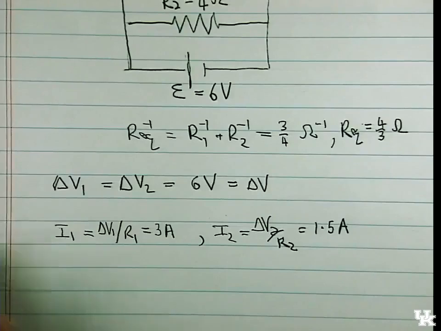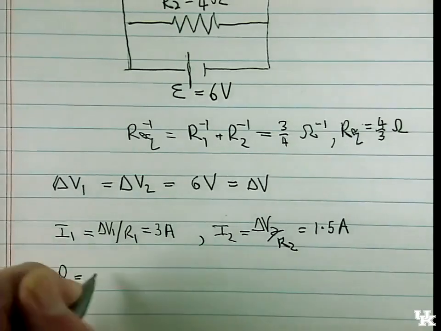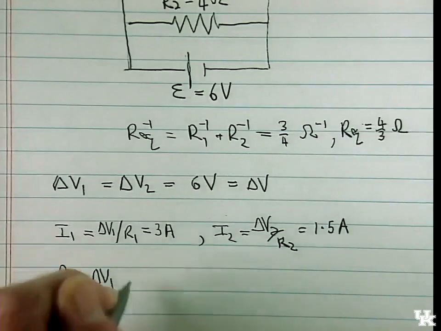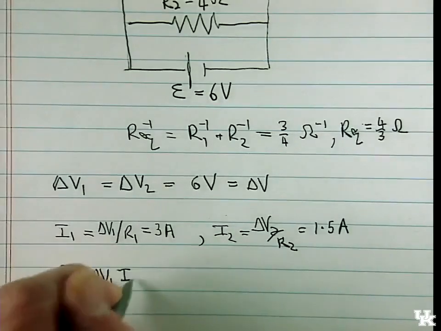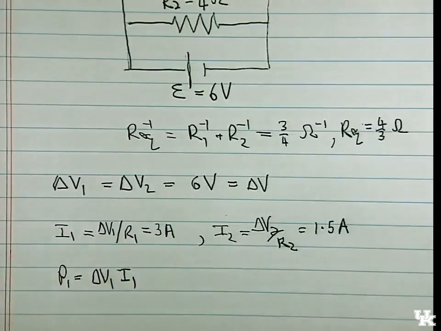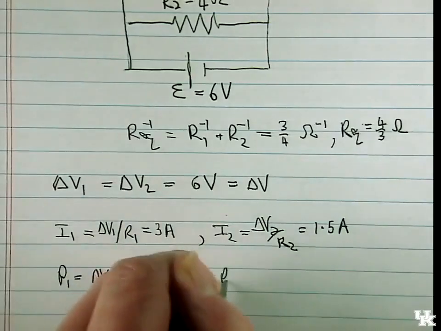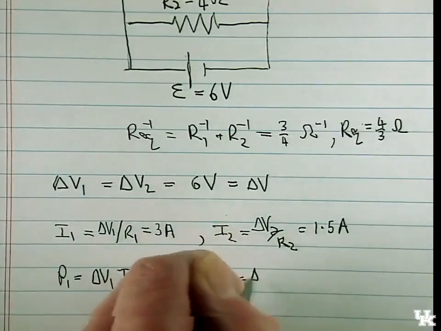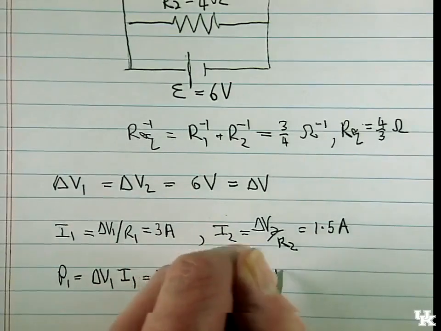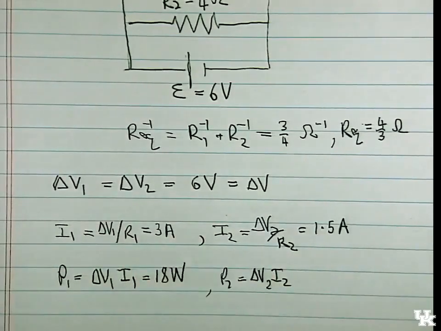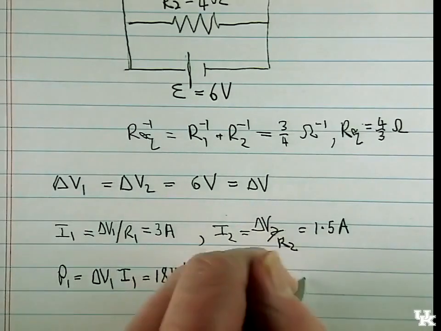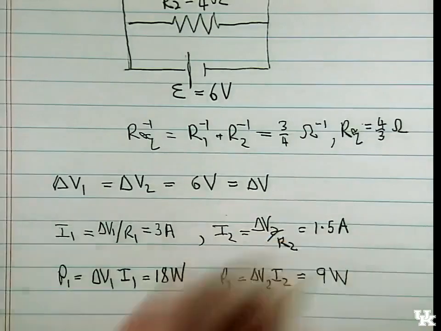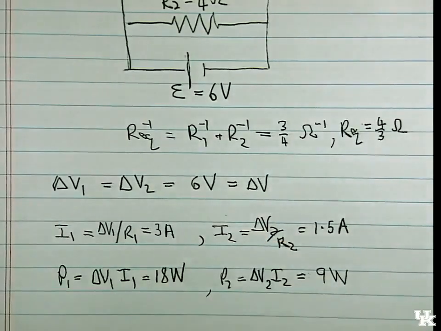Let's look at the power dissipated. The power dissipated in resistor number 1 is delta V1 times the current, I1. So voltage times current will give us the power dissipated, the joules per second. I know both of these. It's 6 volts times 3 amps, 18 watts. And for the second resistor, the power, P2 I'll call it, is, again, the voltage drop across that resistor, delta V2, times the current through it. That's 6 volts again, but this time times 1.5 amps. So that's 9 watts. And so they're both dissipating power.